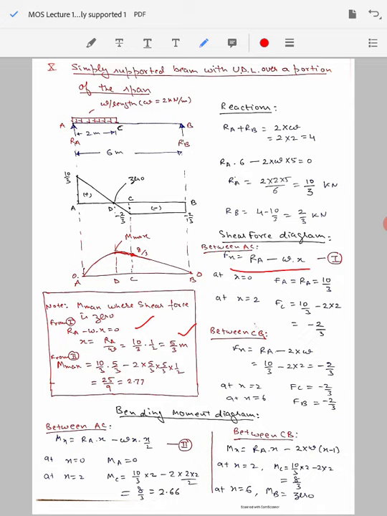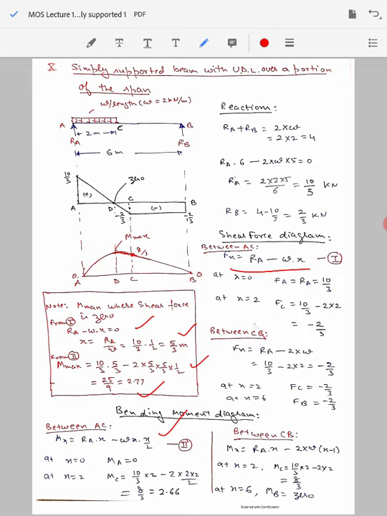So now from this equation I know that at x equal to 5 by 3 meter, my shear force will be 0. And what will be the value of the maximum bending moment? I am going to substitute x equal to 5 by 3 meter into the bending moment equation of the span AC, which is RAx minus Wx square by 2. If I substitute x equal to 5 by 3 here, my maximum bending moment is evaluated as 2.77, or 25 by 9 kilonewton meter.